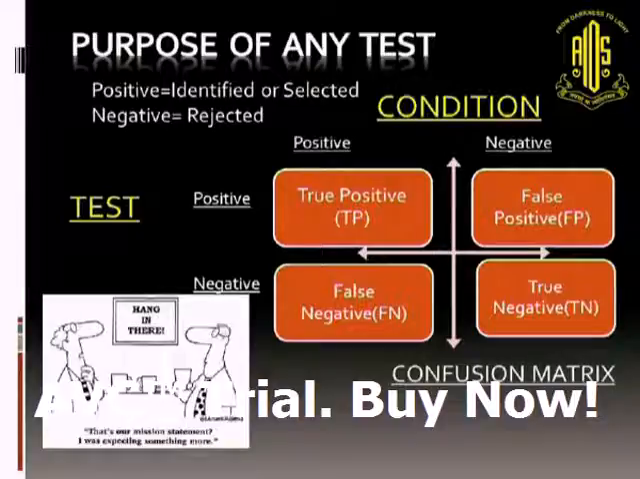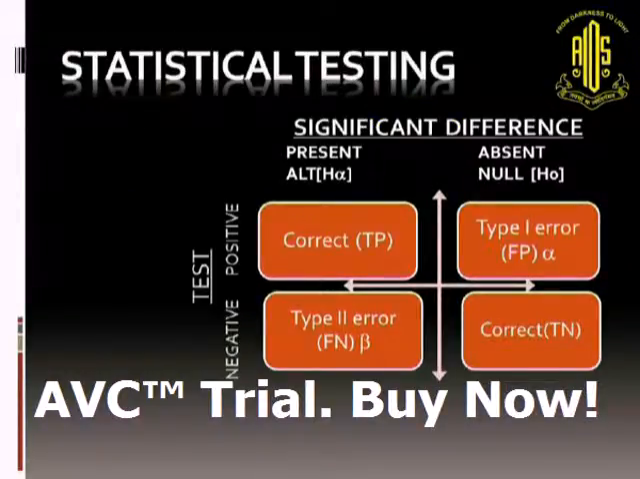Right. So, the purpose of any test is to pick up all true positives, pick up all true negatives. And we don't want false positives. We don't want false negatives. Our sensitivity used to be true positives as a proportion of all positives. Our specificity used to be true negatives as a proportion of all negatives. Agreed? Now, let me extrapolate it to statistical testing.